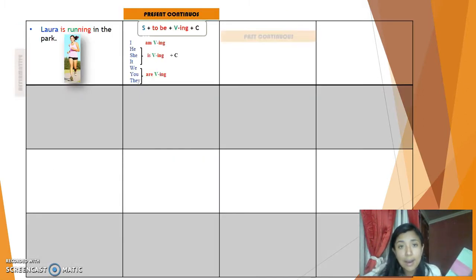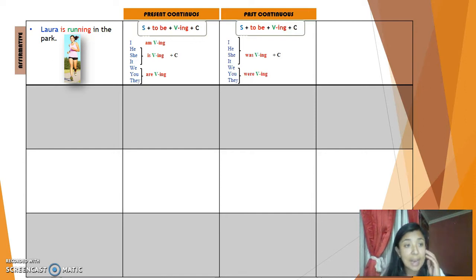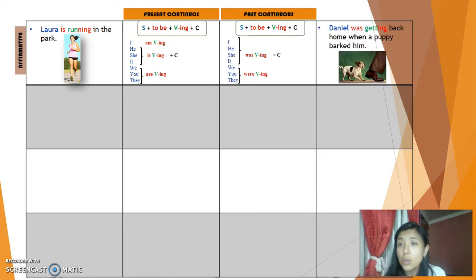Also with affirmative for past continuous, we have: Daniel was getting back home when a puppy barked at him. As you can see, the formulas are the same, grammatically speaking, just the form of the to be verb changes. In present you have three forms, am, is, are, while in past continuous you have was and were. Let's keep going with the next.